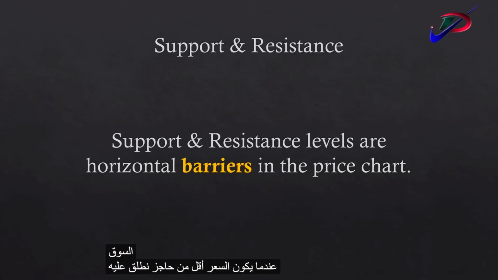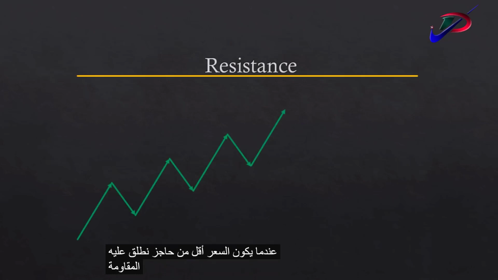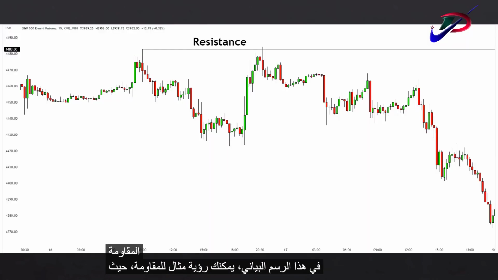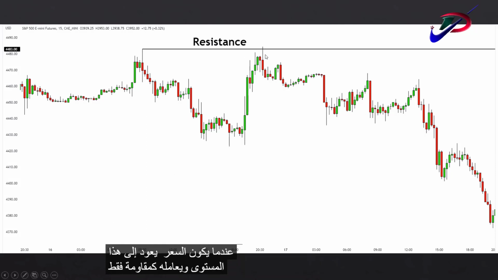When price is below a barrier, we call it resistance. In this chart, you can see an example of resistance. The first high sets a barrier for price, and then when price comes back to this level, it treats it as resistance, only to reverse to the downside right after.